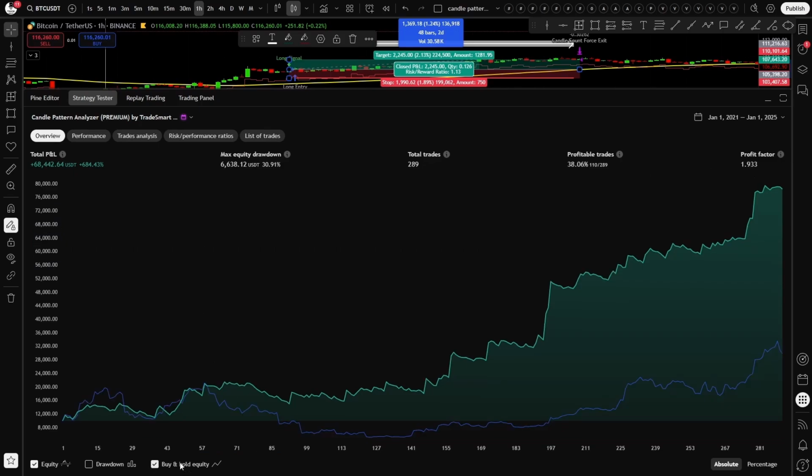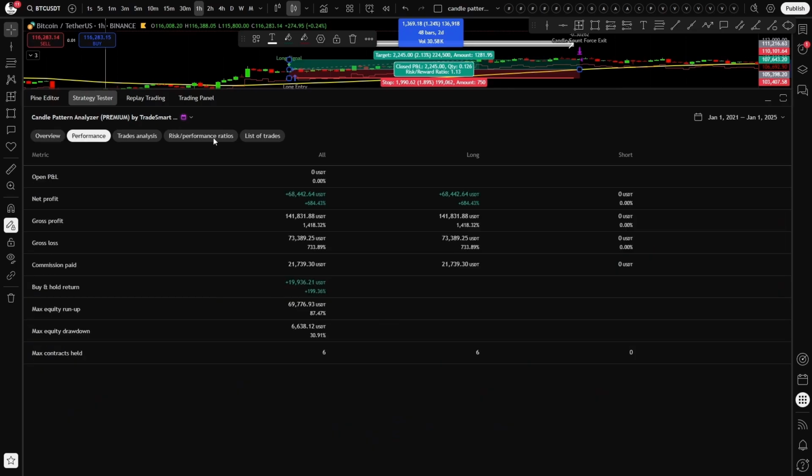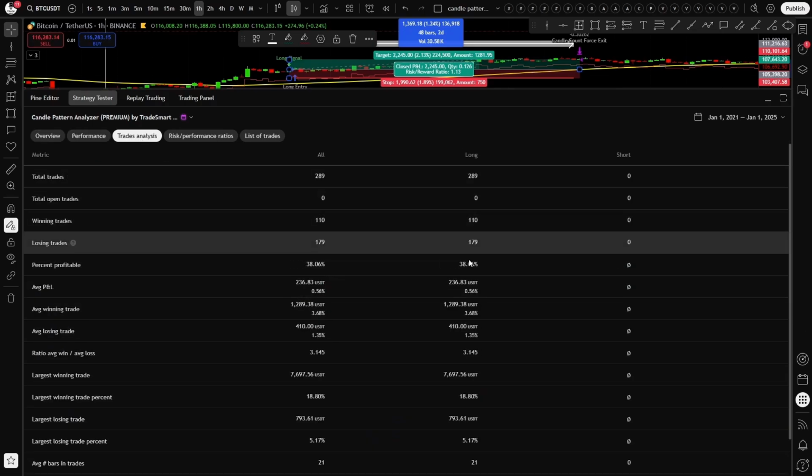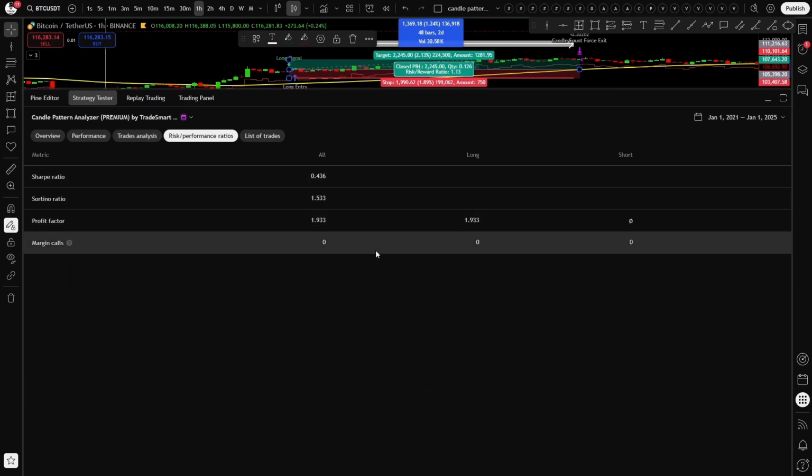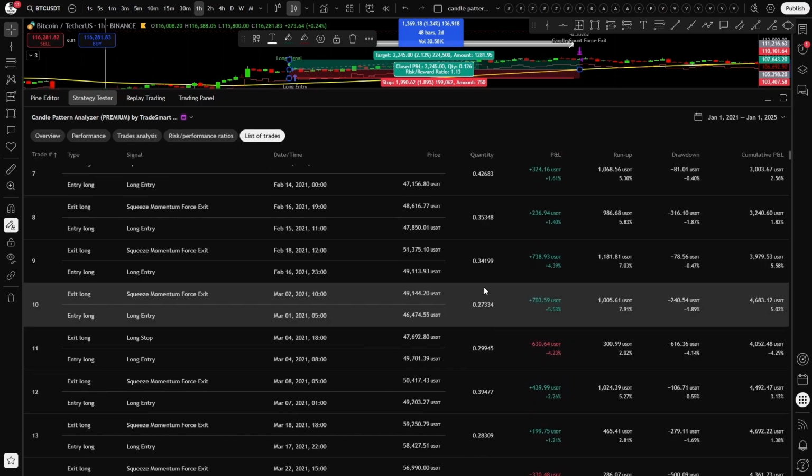Comparing it to the buy and hold equity curve, you can see how well this strategy performed, because if you would have bought Bitcoin here and held it through all of this period, this would have been your profit, but with this strategy, this is our profit. For those who are interested, here are the performance metrics, the trade analysis tab, the risk performance ratios, and some of the trades if you want to see.